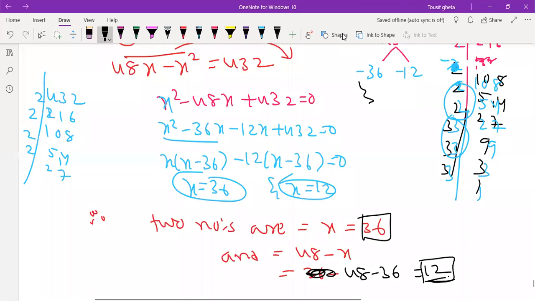If you take 12 also, we'll get the same answer, okay? 12 and 36, so these are the two numbers. If you take 12, then the answer is 12 and 36. If you take 36, then the answer is 36 and 12. No difference in that. Okay? Right. Good. Correct answer.